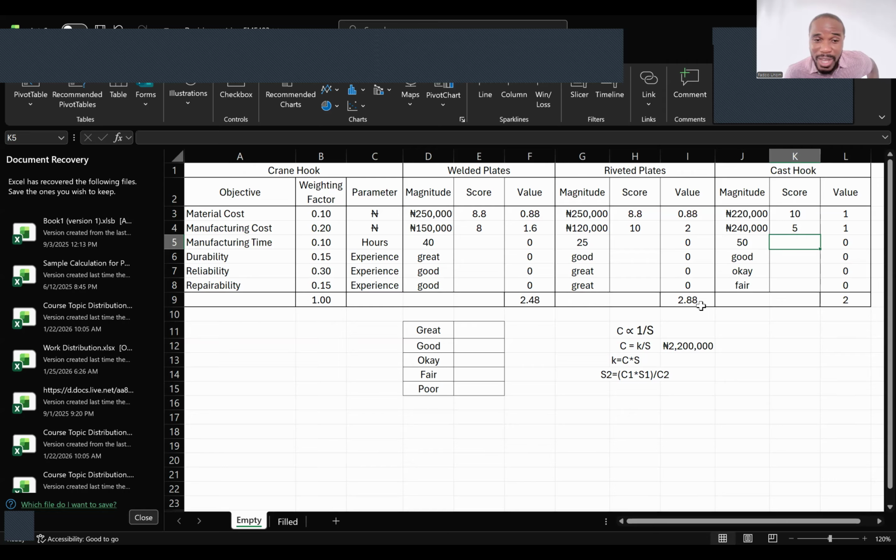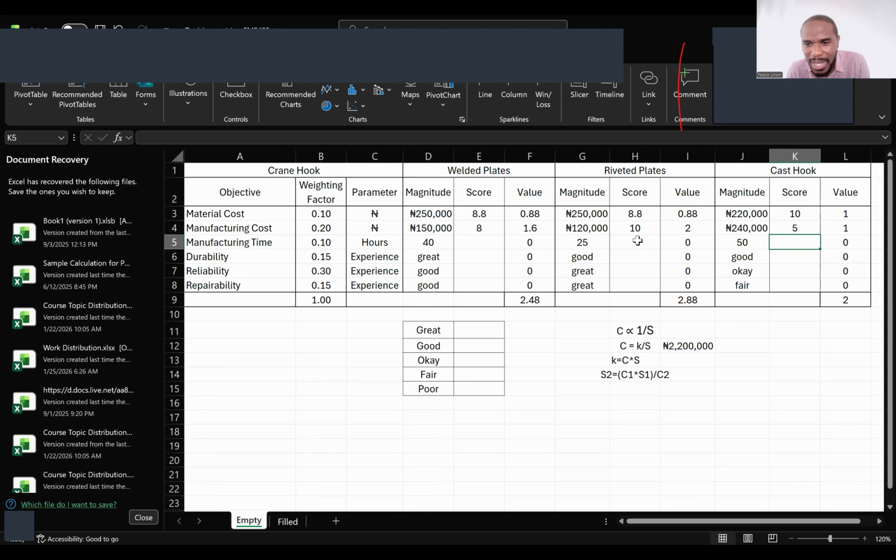But that's not the only criteria. Let's look at manufacturing time. Manufacturing time has a weighting factor of 0.1. It is the least important to us, but it's still important, right? So in hours, welded plates takes a whopping 40 hours to do. Riveting takes 25 hours. Casting takes 50 hours. Again, what's our preference? Is it the more hours, the better, or the fewer hours, the better? The fewer hours, the better.